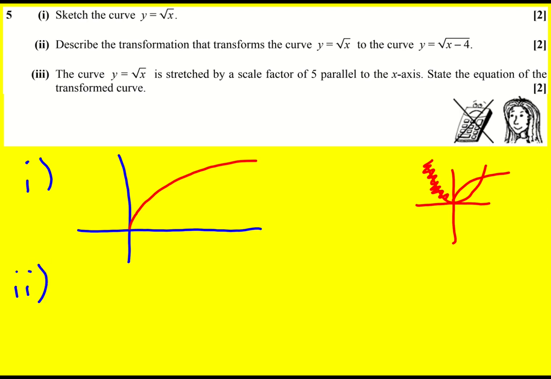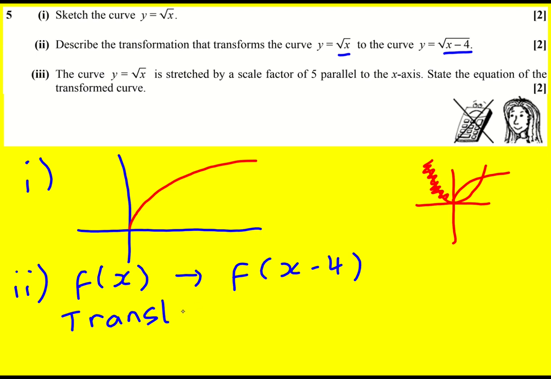In part two, we're asked to describe the transformation that takes root x to root x minus 4. Well, essentially this is f of x, if f of x was root x, going to f of x minus 4. The minus 4 is within the function rather than out here, and that makes it a translation in the x direction.